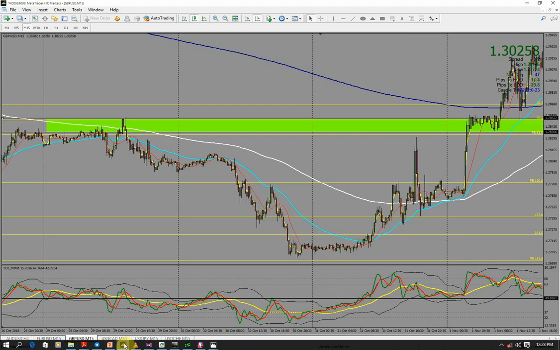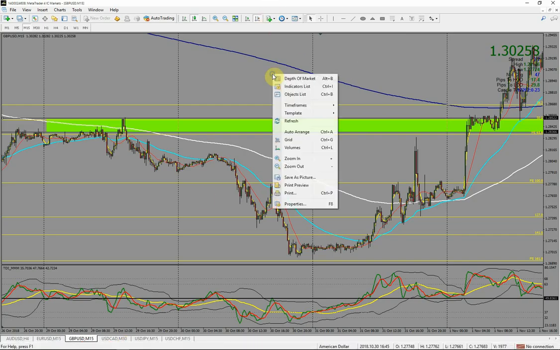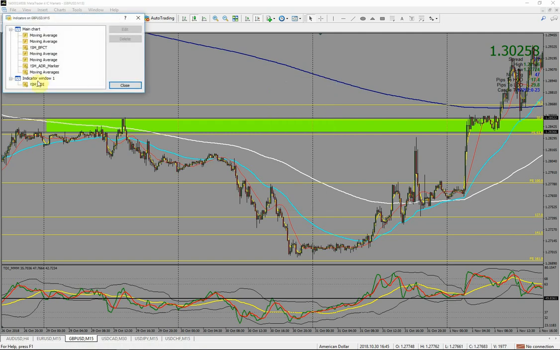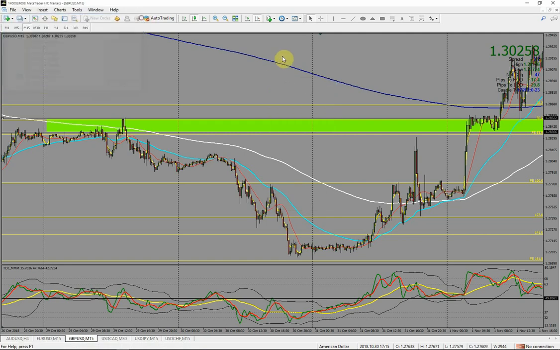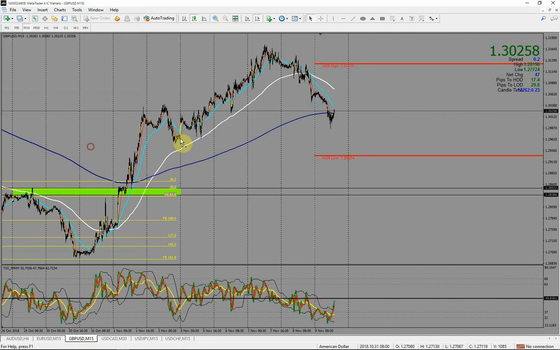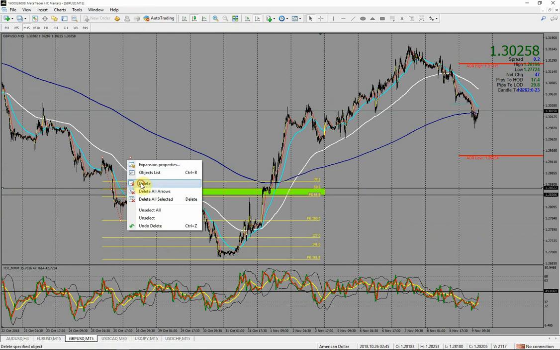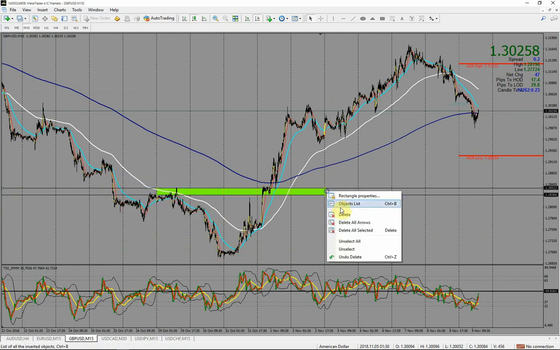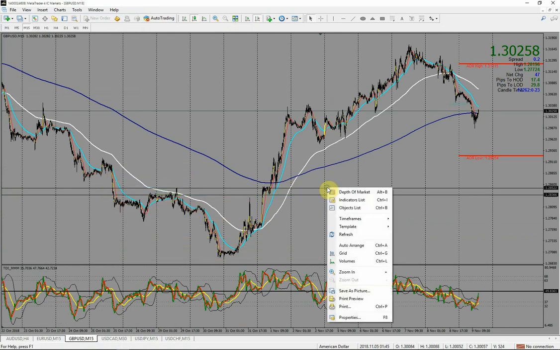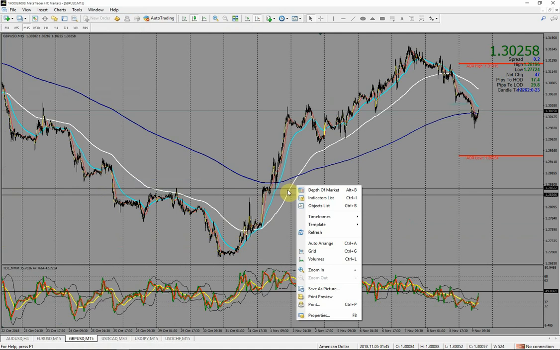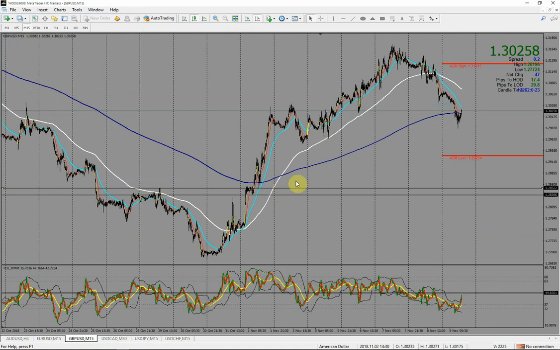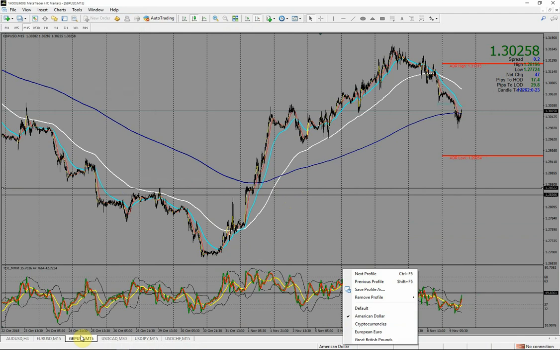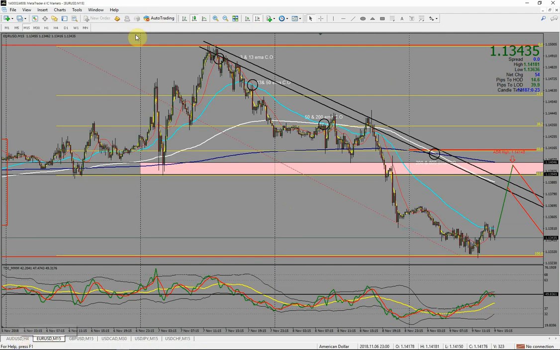Let's just go to our chart. Let me just remove everything there. Starting with my, let's remove that. The TDI is actually very simple. Oh, you know what? Let me just go to this, the American dollar. Yeah.